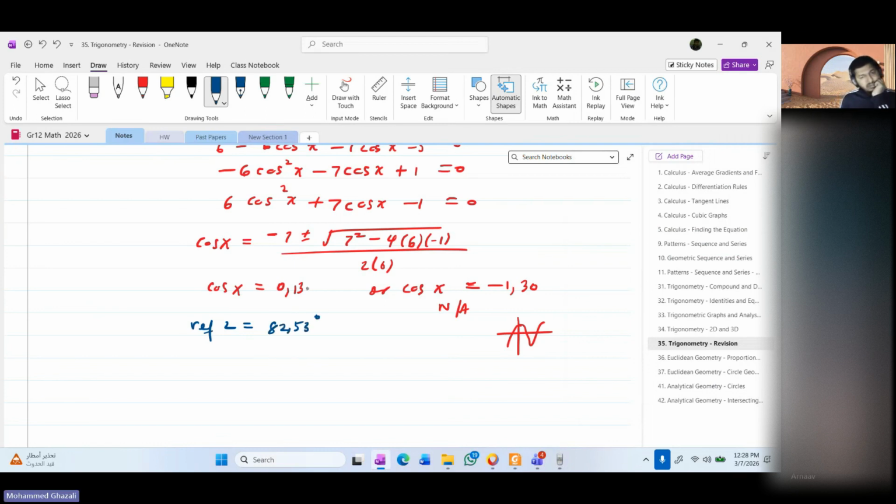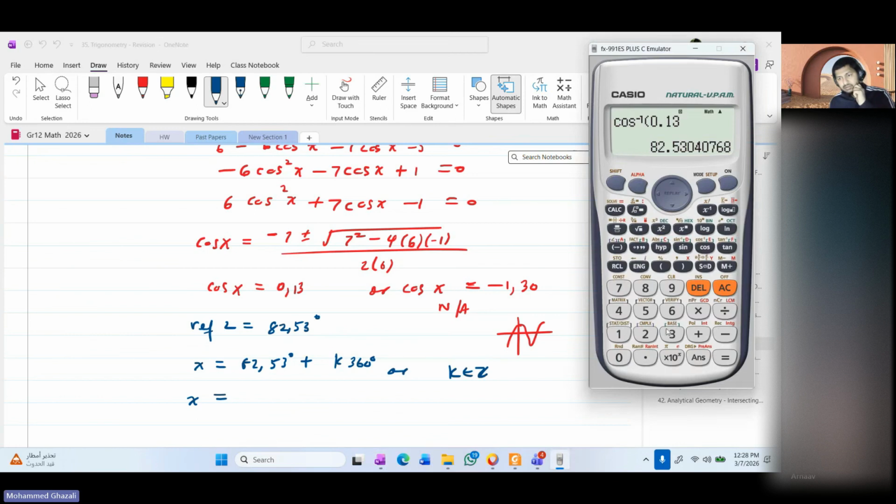Now, where is cos positive? First quadrant, so x is equal to 82.53 degrees plus k times 360, or x is equal to 360 minus, cos is positive in the fourth quadrant, so 360 minus the answer, 277.47.